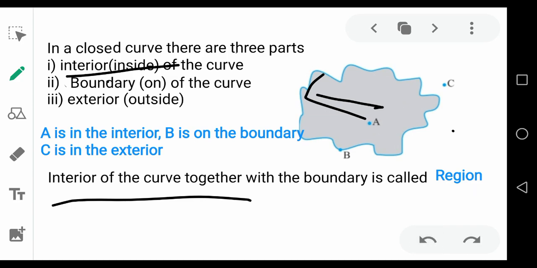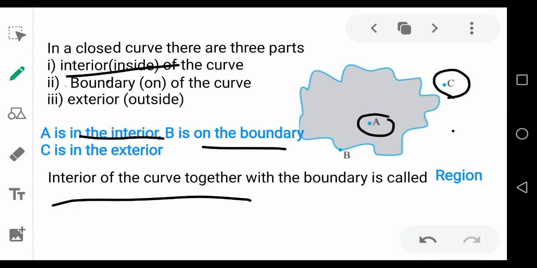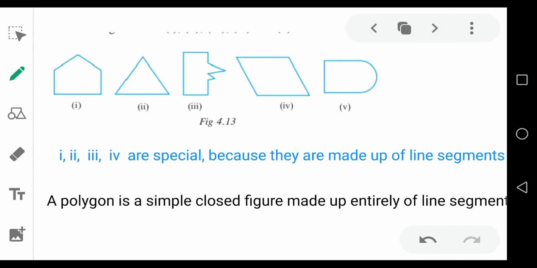Now in this figure you can see point A. You can see one point here, right? So that A is in the interior. B, you can see the point B, it is on the boundary, and C, you can see point C, that is in the exterior. Understood the difference between interior, boundary and exterior of a curve. Okay, now coming to another. You can see here all these curves. You can see this curve is made up of a closed curve.